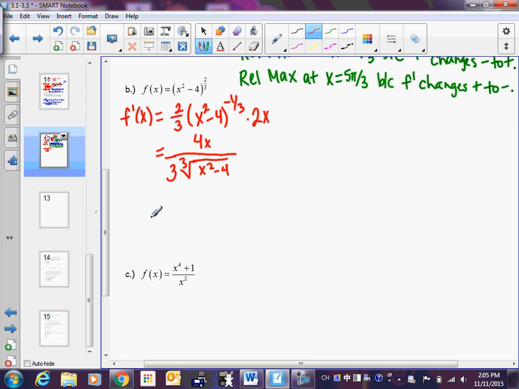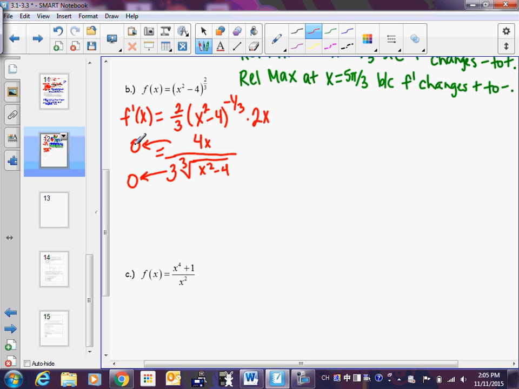Okay, so I want to know where this thing is 0 and where this thing is undefined. Now, when you have a fraction, basically that means where is the top equal to 0 and where is the bottom equal to 0. If the top of a fraction is equal to 0, the whole thing is 0. What if the bottom is 0? What does that get you? Undefined. So we're covering both of the things we have to cover.